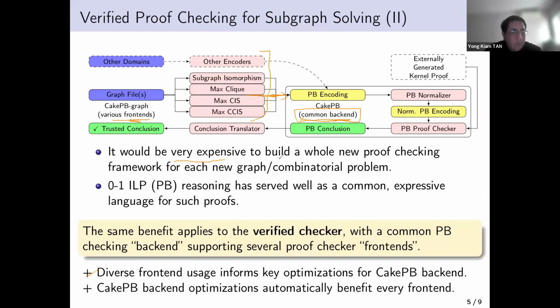And one thing that helps as well is that as we have been building this CakePB backend, what we have found is that if we optimize this backend, in terms of verifying new optimizations for the proof checking, then automatically we also improve the proof checking speed for all of those front ends as well. So there's this interesting back and forth relationship as well.